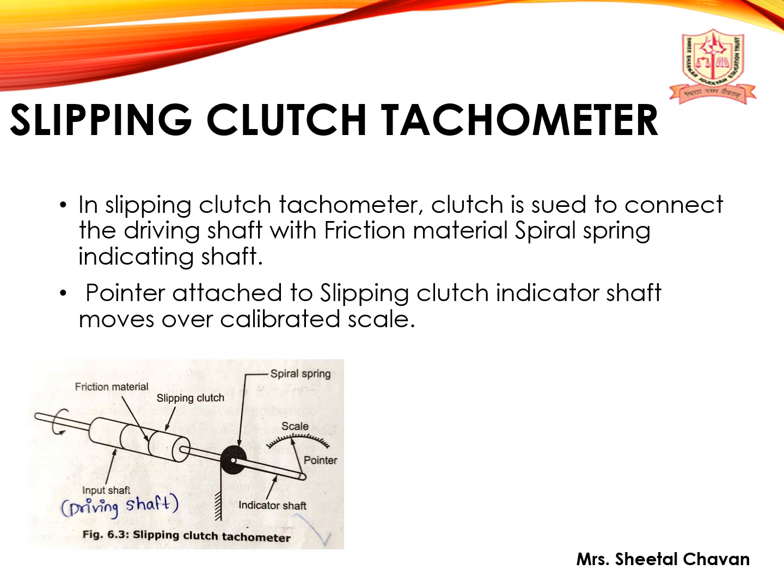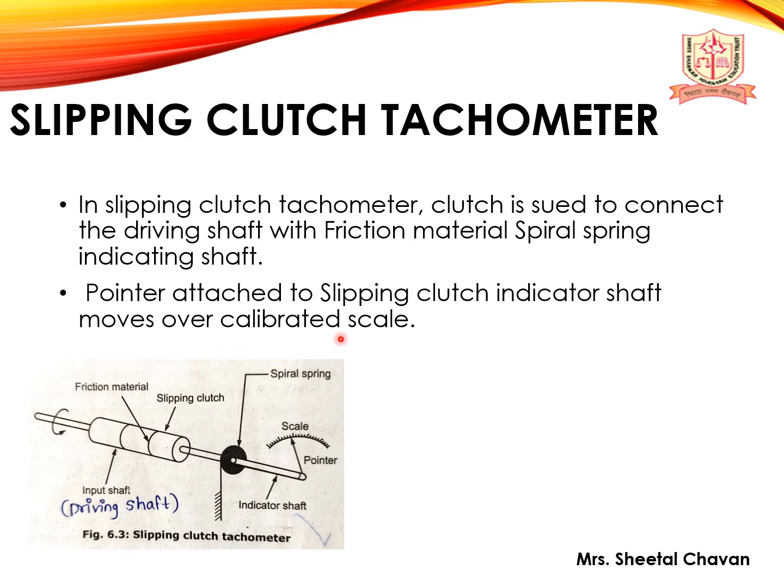The next type of tachometer is the slipping clutch tachometer. In the slipping clutch tachometer, a clutch with friction material is used to connect the driving shaft to the spiral spring and indicating shaft. This is the slipping clutch tachometer diagram. This is the slipping clutch, this is the frictional material, this is the input shaft, and this is connected to a spiral spring, which is fixed, and this is the indicator shaft. Now a link or pointer is connected to the indicator shaft. As the pointer moves, by using this scale we can read the output.